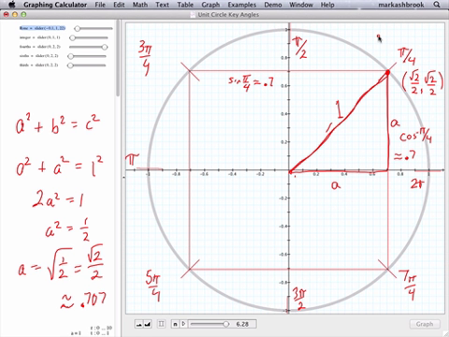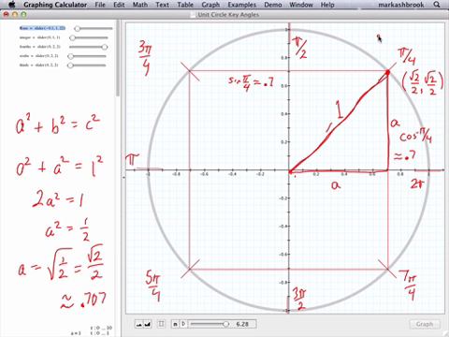So for instance, what's the sine of 3 pi over 4? Is it radical 2 over 2? Is it positive or negative? Sine is positive there because it's above. How about the cosine of 7 pi over 4? Negative radical 2 over 2? Cosine, no, it's positive.